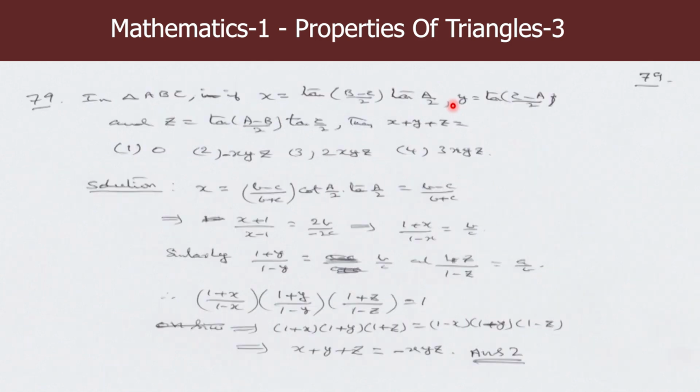79. In triangle ABC, if x is equal to tan((b minus c)/2) into tan(a/2), y is equal to tan((c minus a)/2) into tan(b/2), and z is equal to tan((a minus b)/2) into tan(c/2). Here tan(b/2) is not printed, it's not scanned, but by symmetry one can observe it. Then x plus y plus z is equal to: 1) 0, 2) minus xyz, 3) 2xyz, and 4) 3xyz.